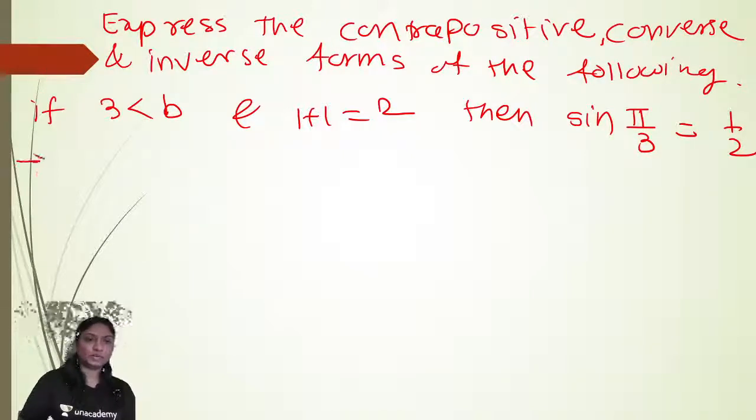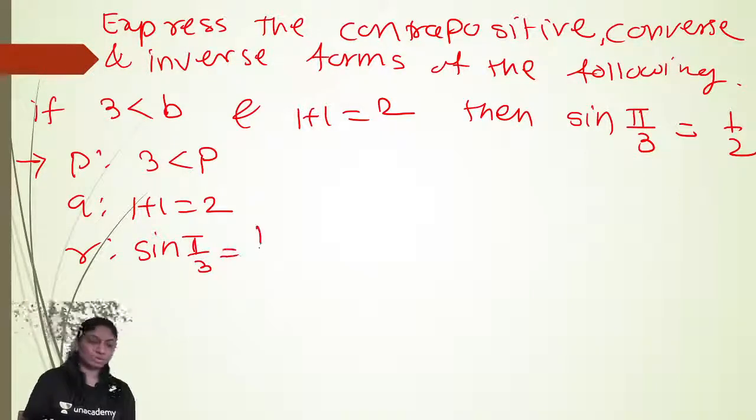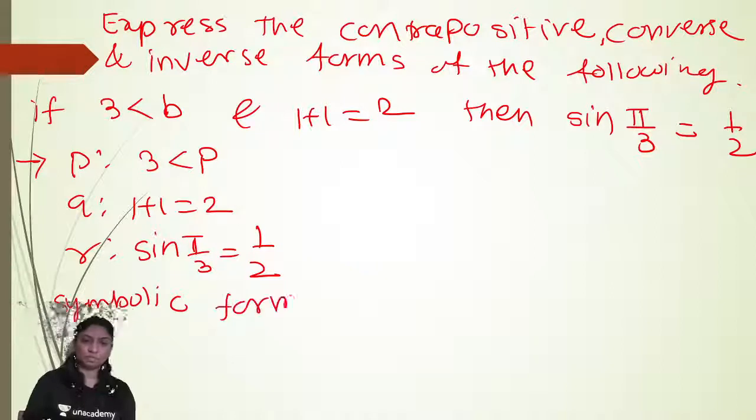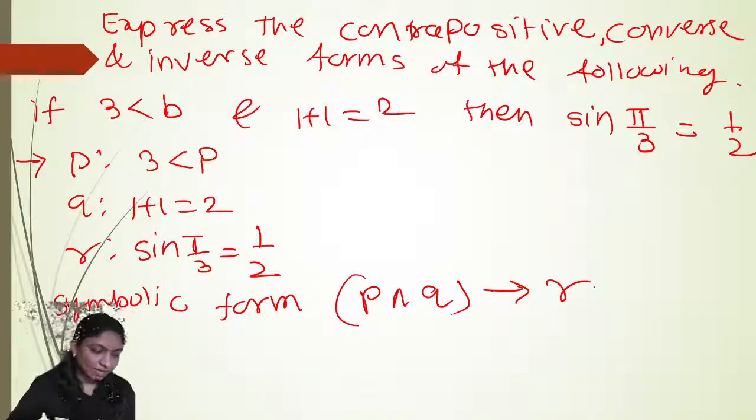So we have to write down first of all P. P is, it means what? 3 less than b. Q is the statement 1 plus 1 is equal to 2. And R is the statement sin pi by 3 is equal to 1 by 2. First we have to write the statement in symbolic form. So what is it? P and Q implies R. Right? Now we will write down the contrapositive of this.